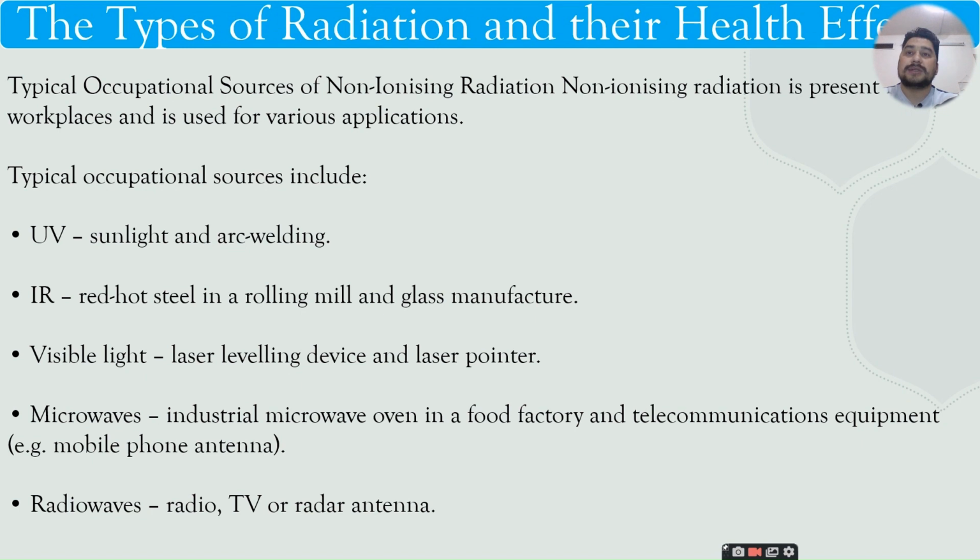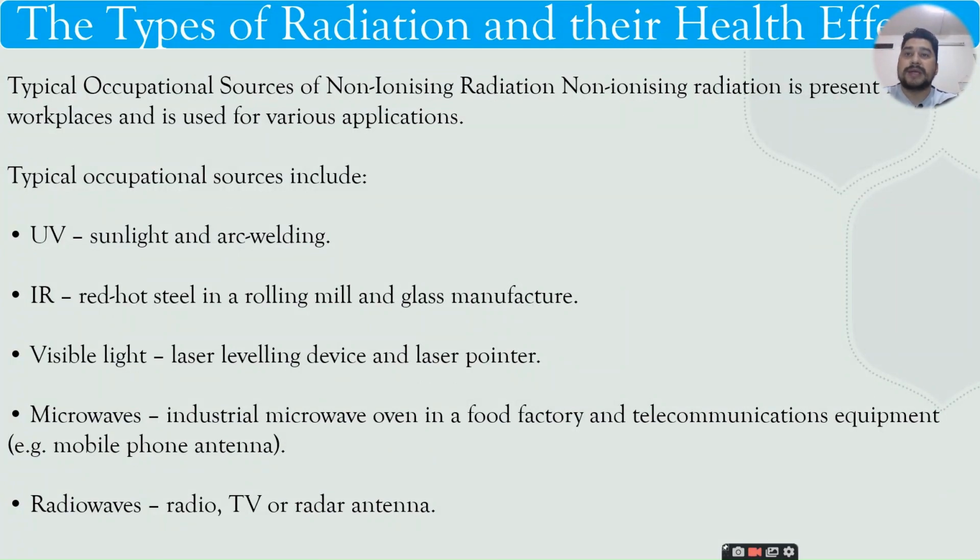Then we have visible light: laser leveling devices and laser pointers. Sometimes trainers use a laser pointer also. Whenever we use a laser pointer, a ray comes out and goes to a point somewhere. So whenever we are using a laser pointer or laser leveling devices, we need to make sure we are not pointing at someone's body, and we need to be very, very careful. During non-use, you need to keep it in a safe place for storage. And there are many requirements that we need to follow regarding laser lights.